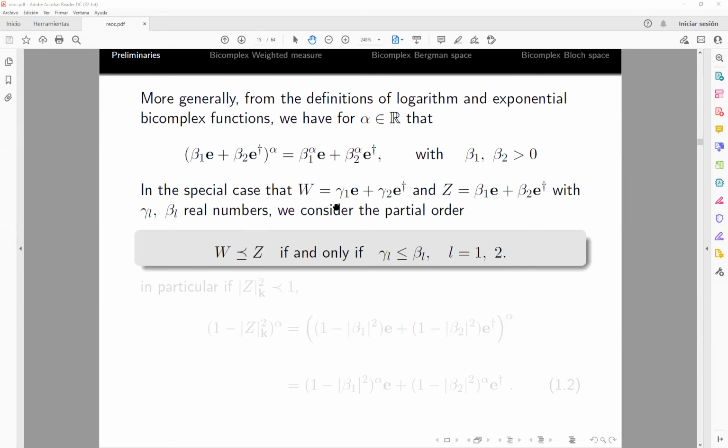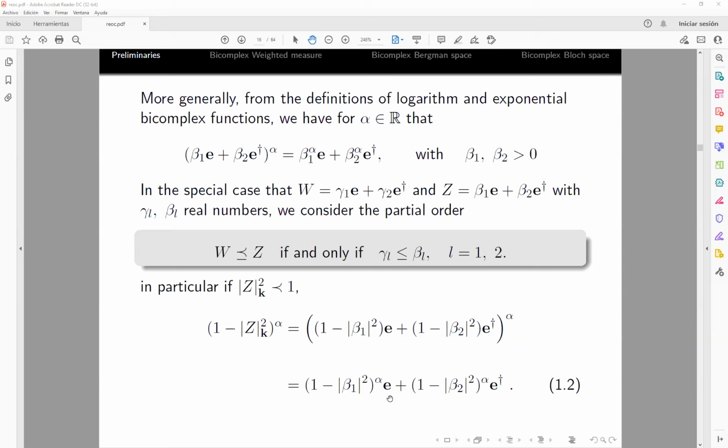In the special case when we consider two bicomplex numbers with real coefficients in each component of this idempotent representation, then we can give this partial order, lexicographically. In particular, with this partial order, we will say here k-norm.